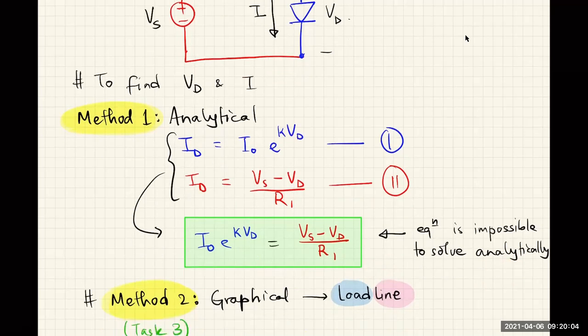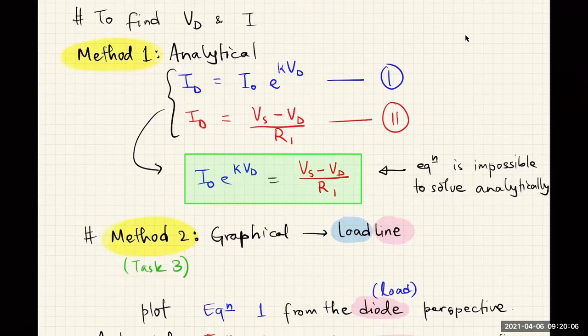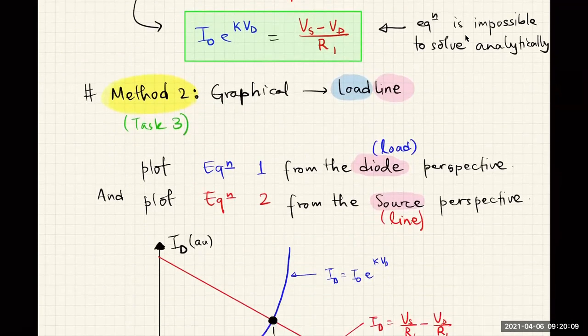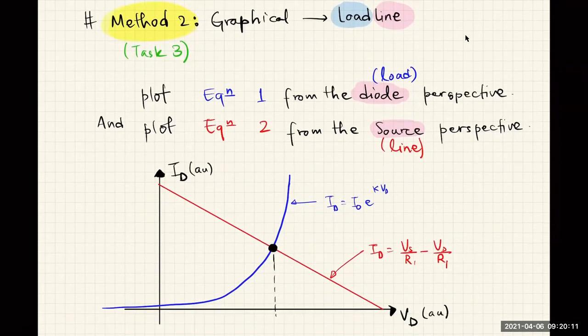Okay, so what is another method that we can employ? The other method that we can employ is called the load line analysis. So in this, what we basically do is we plot the first equation from the diode's perspective, which is this blue curve here. And we plot the second equation, which is from the source's perspective, which is this line equation here, Vs over R minus Vd over R.